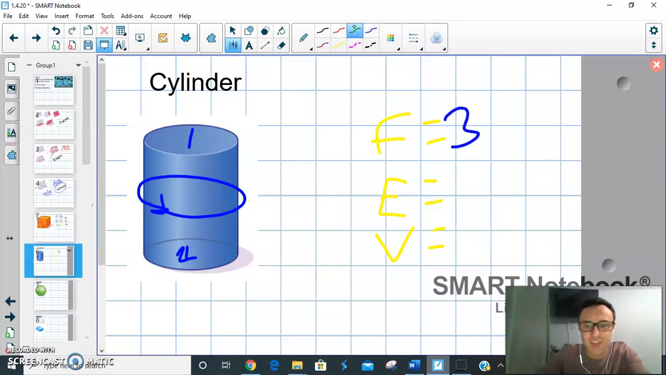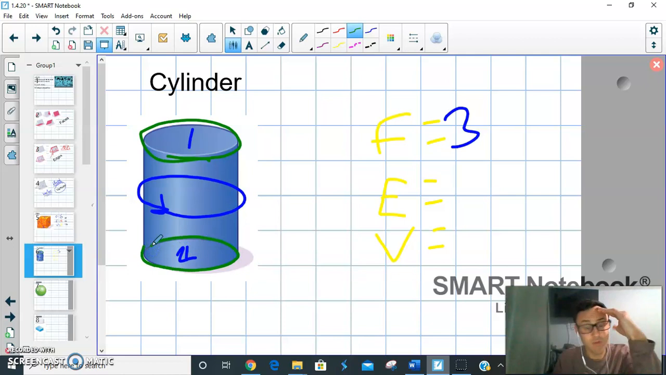Right, how many edges does it have then? Well, there's definitely an edge there. That's where 2 faces join, and there's definitely an edge there. There's no other edges, are there? This here is not an edge because it's not where 2 faces meet.